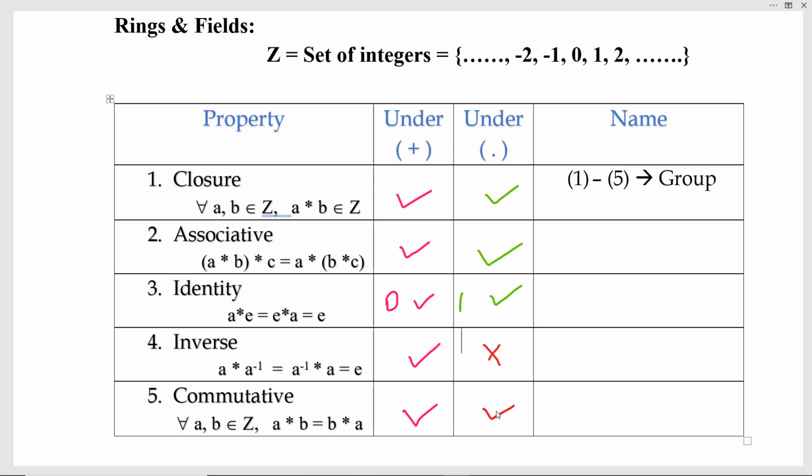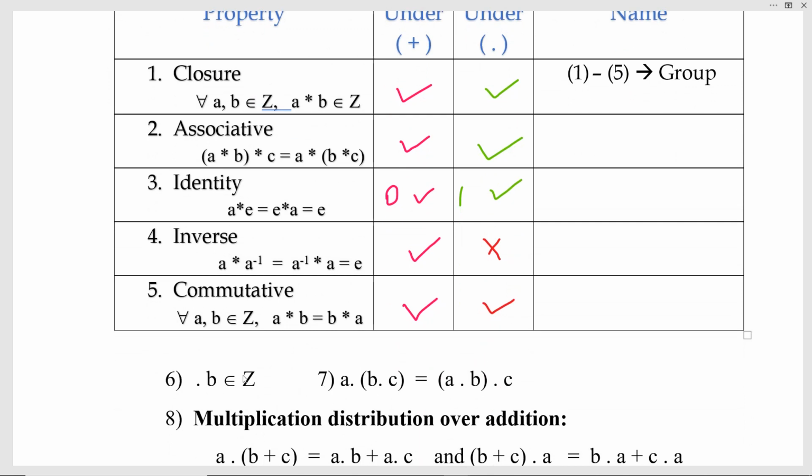So this is okay. Now we are going to give names based on these operations. Number 6 is closed under multiplication, a into b, and associative under multiplication is number 7.